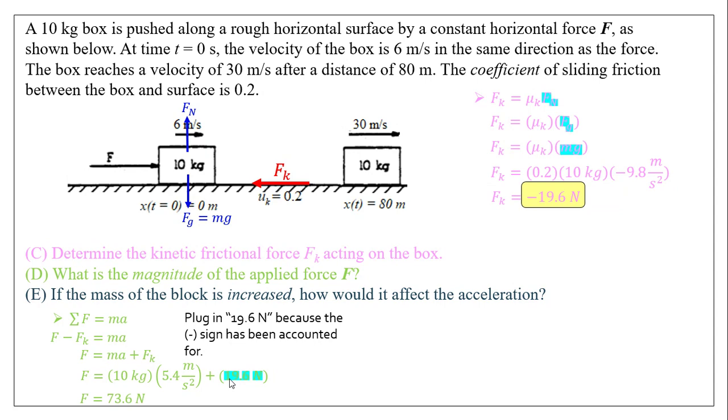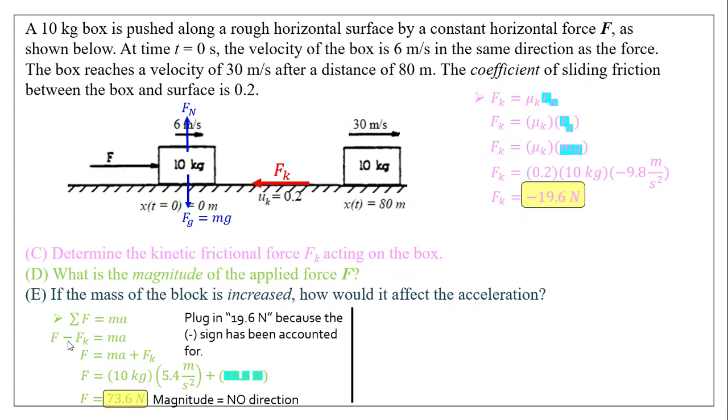Therefore, if you do this correctly, the value for F is going to come out to be 73.6 newtons, and it says magnitude, so I don't need a direction. So if you need to, listen to that part again. This is where mistakes can happen. Sometimes kids plug in negative 19.6 newtons when it should be a positive because the negative sign is already accounted for you. Alright, let's do part E.